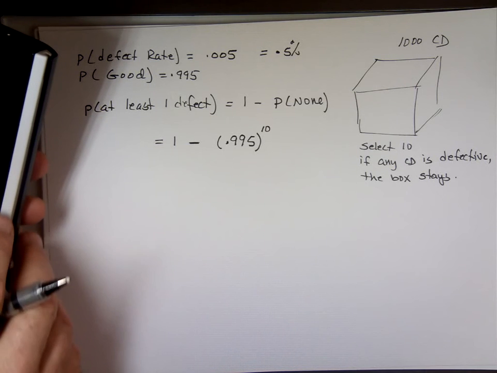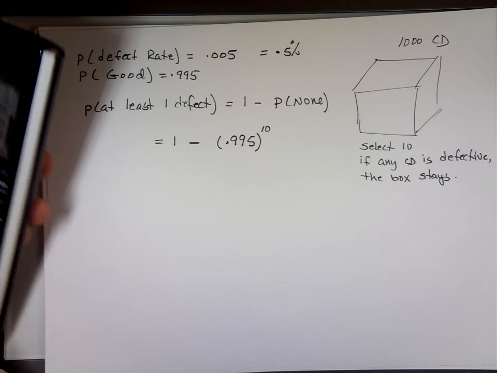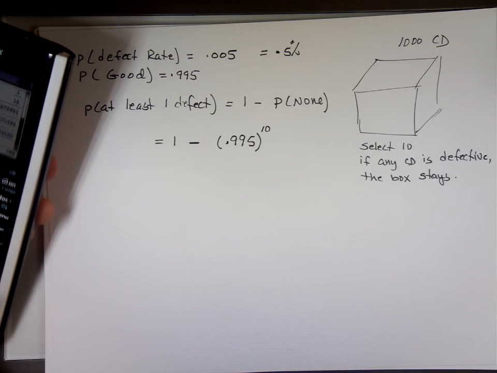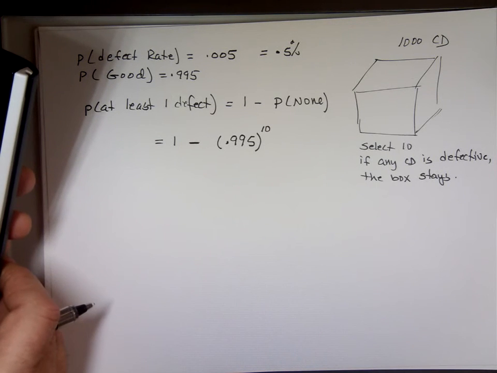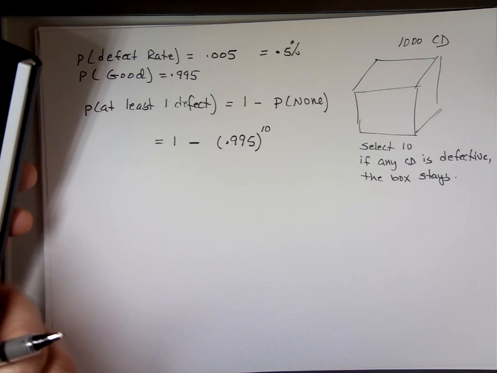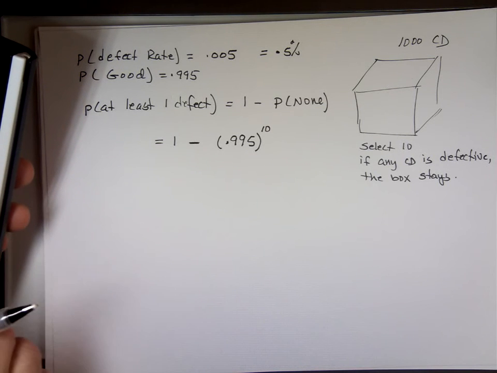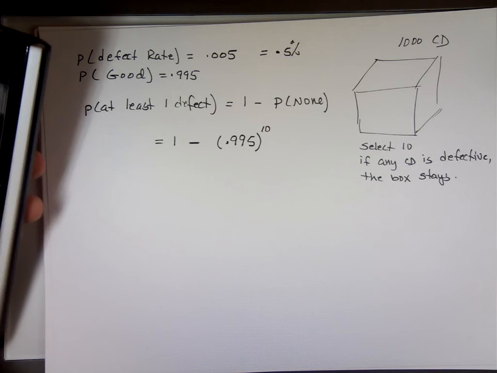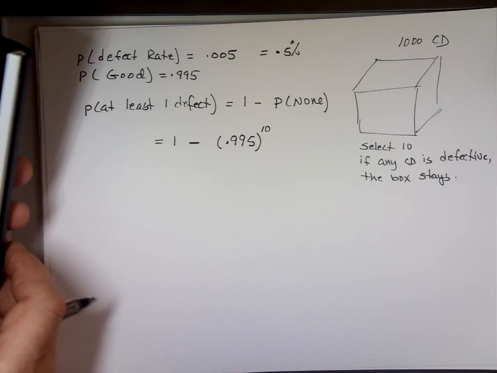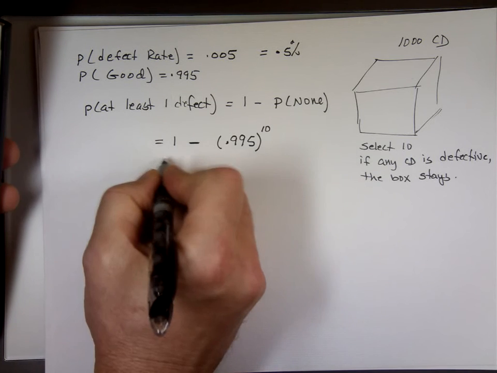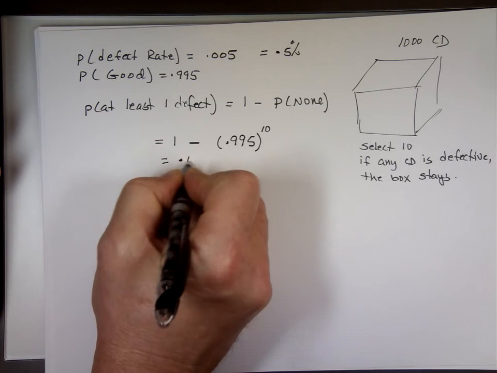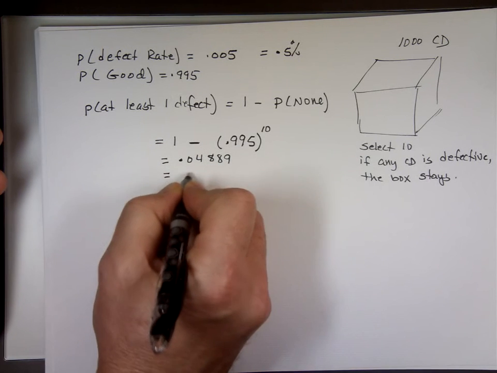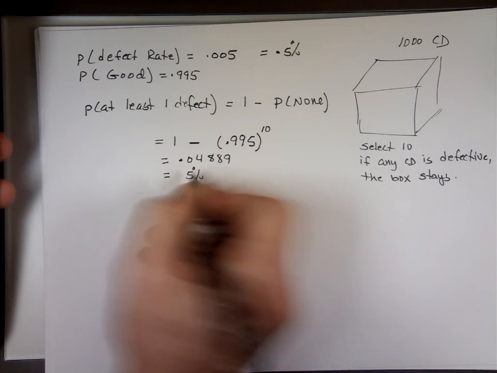1 minus 0.995 to the power of 10. Enter. Oh, I screwed up here. Delete. To the power of 10. Somehow the power didn't go. Enter. 0.04889. You have almost a 5% chance that the box will not be shipped. 4.8%.